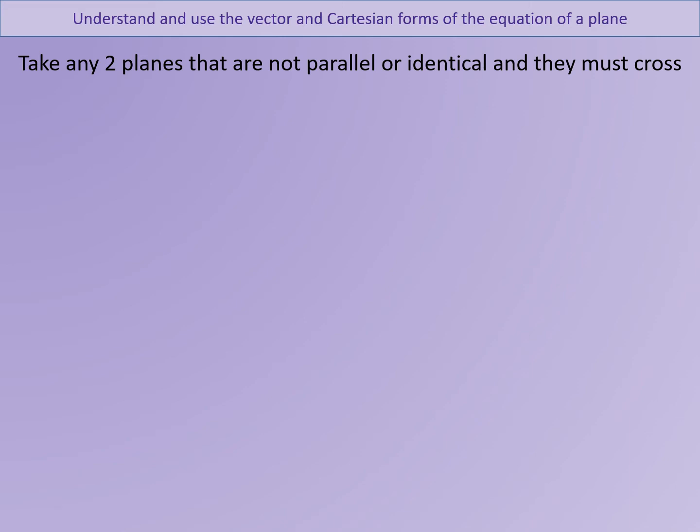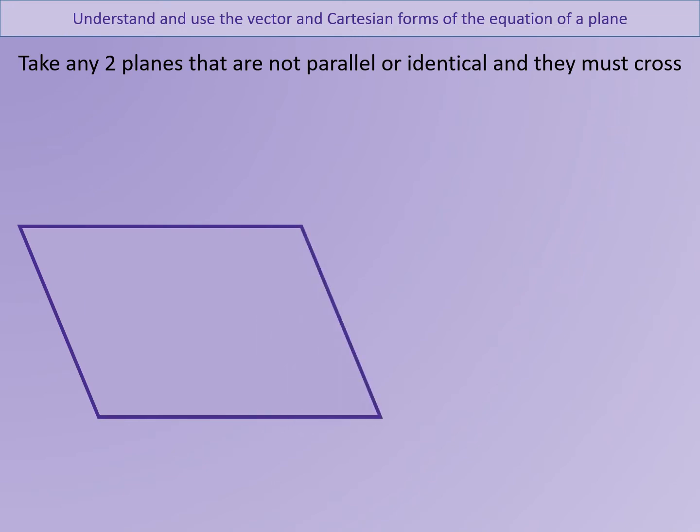A2 Further Maths, Planes and Angles. Now if you take any two planes in 3D space, and as long as those two planes aren't parallel or identical to each other, they must cross somewhere within that 3D space. It's exactly the same as in 2D. If you had two lines, they will cross somewhere in 2D space as long as the lines aren't parallel.